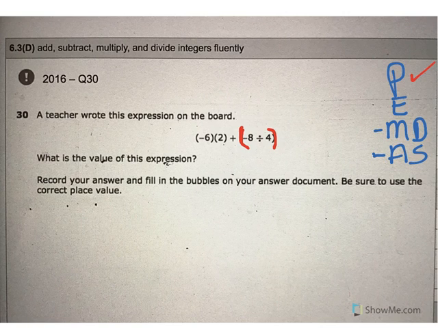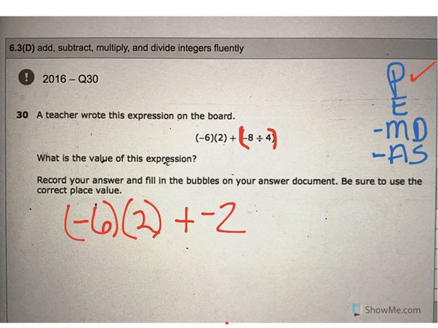Okay. So I'm going to divide negative 8 by 4. Negative 8 divided by 4. So I know 8 divided by 4 is 2, but a negative divided by a positive is negative. So I'm going to rewrite what I have left. Negative 6, parentheses, which is ultimately just multiplying, and then addition, and then negative 2, because negative 8 divided by 4 is negative 2.